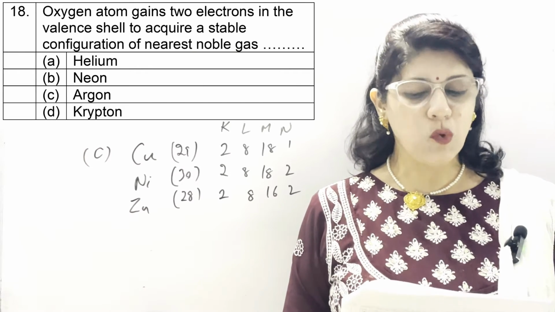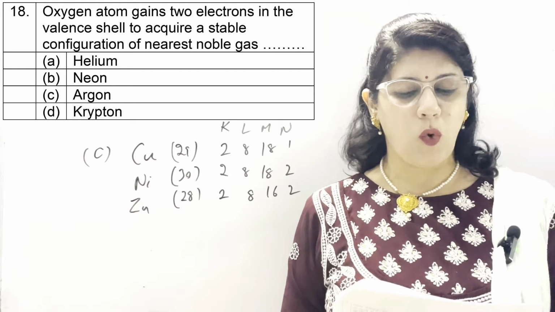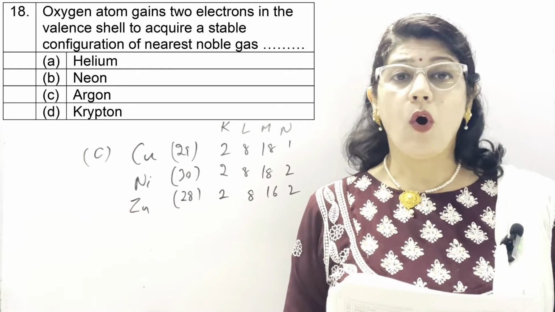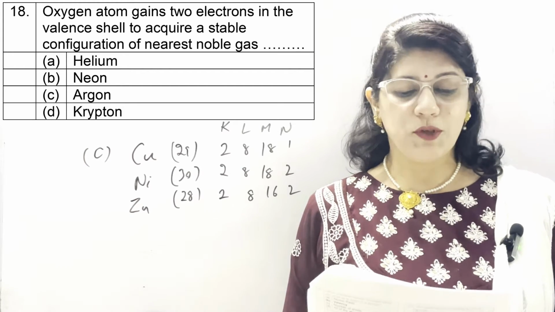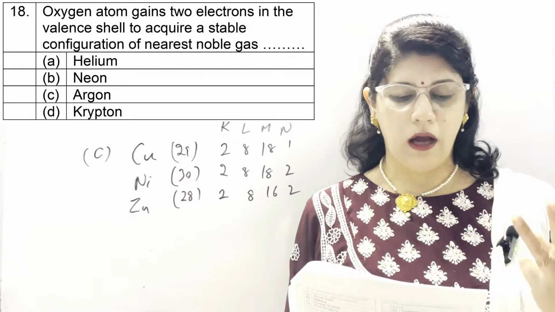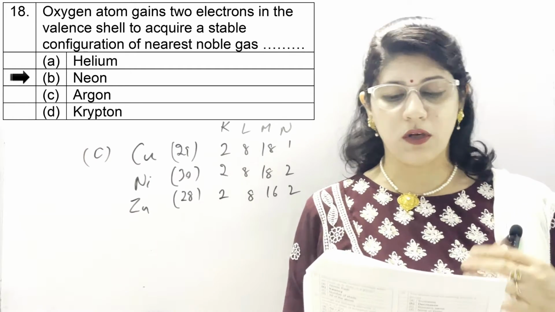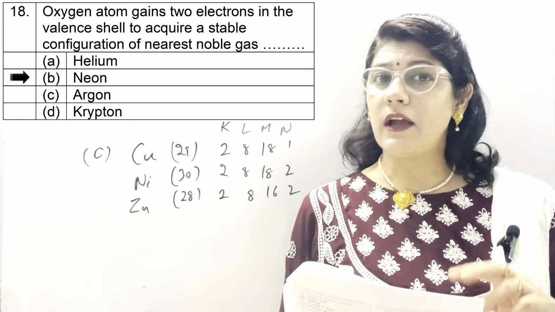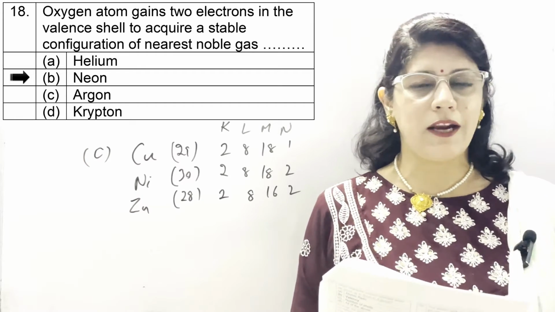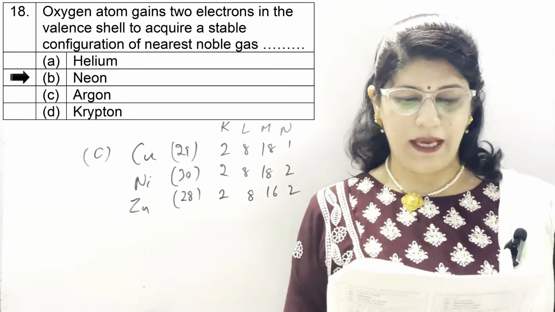Oxygen atom gains 2 electrons in the valence shell to acquire a stable configuration of nearest noble gas. Options are helium, neon, argon and krypton. Second option, neon, is correct because we know that oxygen when gain 2 electrons, they have 10 electrons in total and this is the electronic configuration of neon gas.